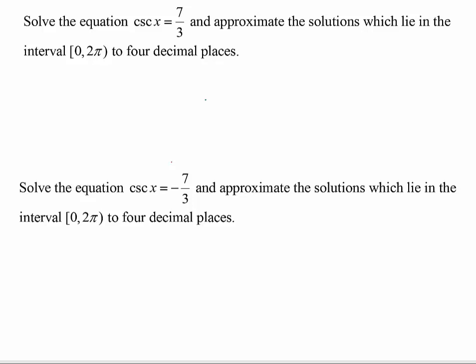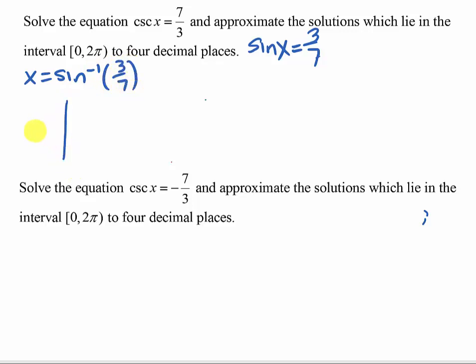So we want to solve the equation cosecant x equals 7/3, and since we don't have an inverse cosecant button on the calculator, we're going to take reciprocals of both sides of this equation. The reciprocal of cosecant x is sine x, and the reciprocal of 7/3 is 3/7. So taking the inverse sine of both sides of that equation, we would have x equals sine inverse of 3/7.